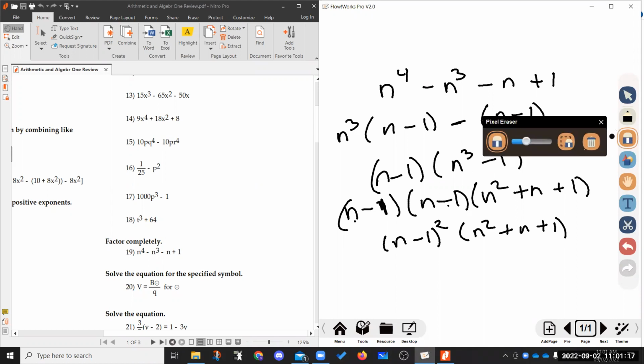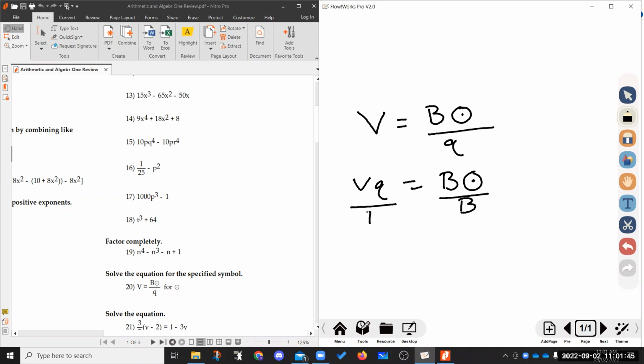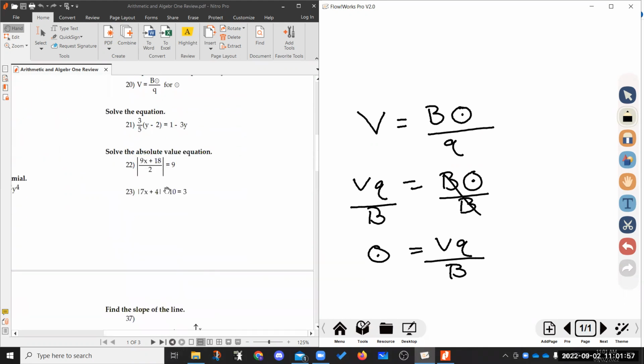Now we've got just solving for one variable in terms of another. They've got a funky symbol here on purpose, just so you get the idea that it's the symbol for a circle. It's a circle with a dot in the middle of it. So to solve for the circle, we're going to multiply by q, and we're going to divide by b. Some good old Algebra 2 skills there.